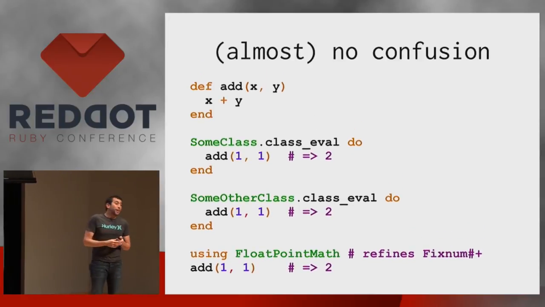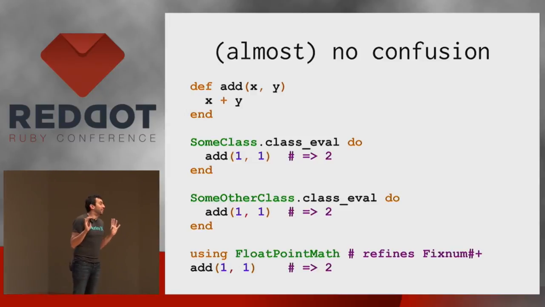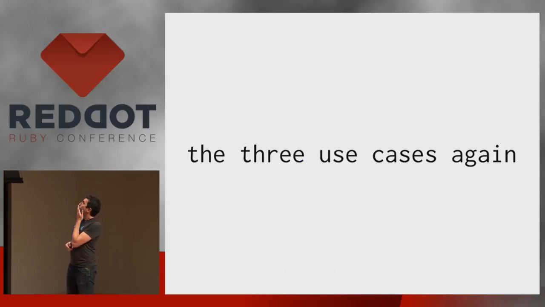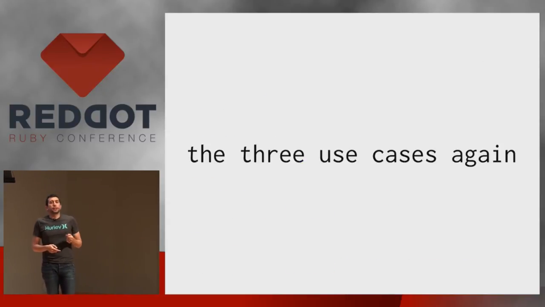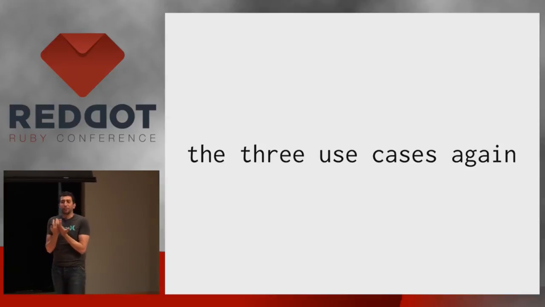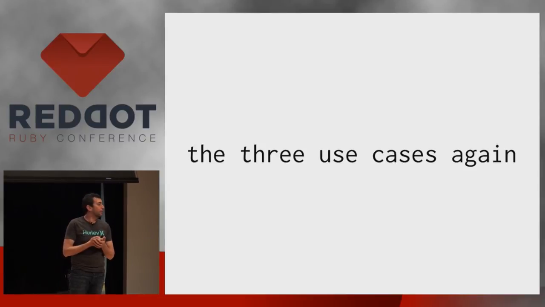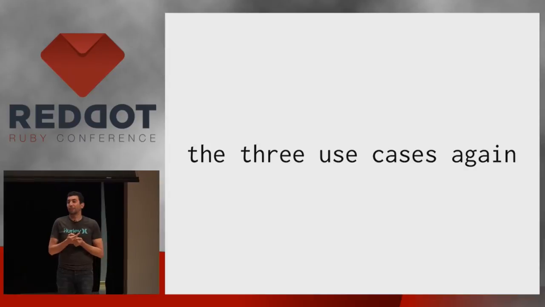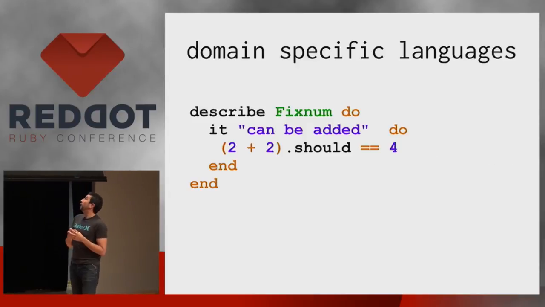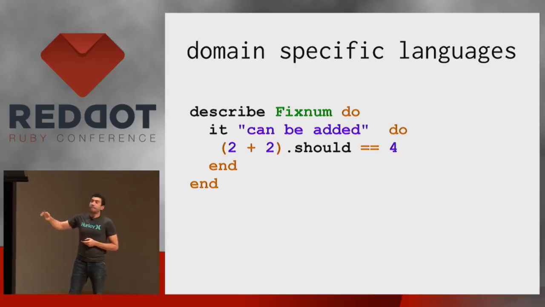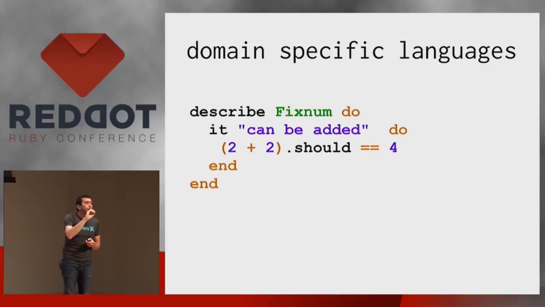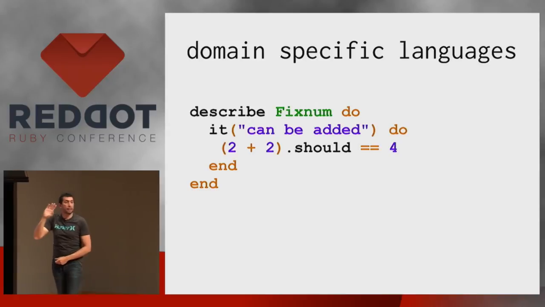This means that this code has almost no confusing part to it, okay? Almost. But let's look at the 3 use cases. You remember why we introduced the refinement in the first place, right? To replace monkey patching, and monkey patching had at least those 3 use cases. So let's look at the use cases again. The first one is domain-specific languages. What's the point here? The point here is that you are passing a block to a method named it. Let's add parentheses so it's clear that it's a method.